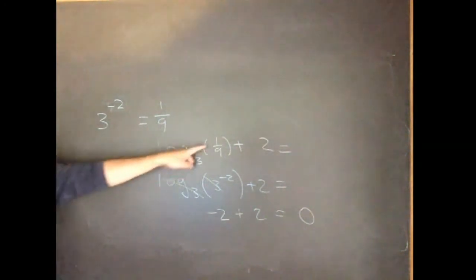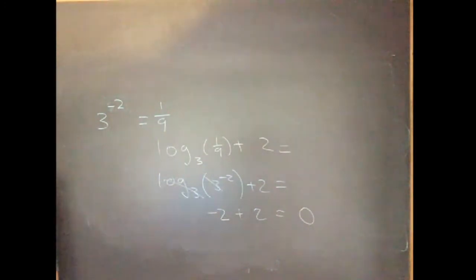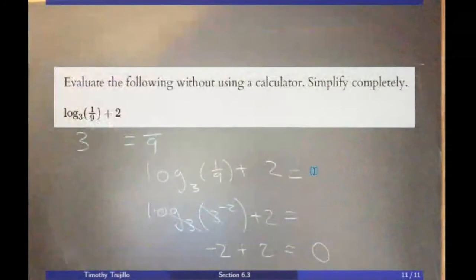But here, I'm just rewriting the 1/9, saying, that's what I need to raise 3 to a power of in order to get back that value of 1/9. Okay, so again, the answer here is 0, right? The answer here is 0.